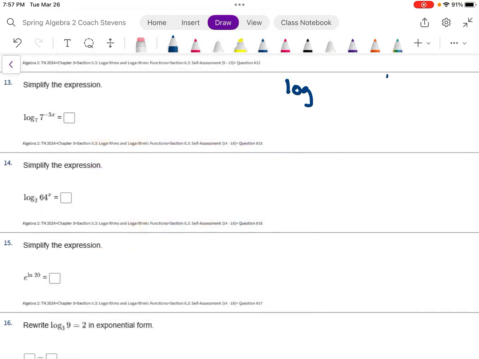it doesn't matter what the base is. One of the properties says if I have log base b of b to a power, then the log base b and the b cancel, and I'm just left with the exponent. So if I have, for example, log base 4 of 4 to the third power, then technically those two things cancel, and I'm just left with 3.